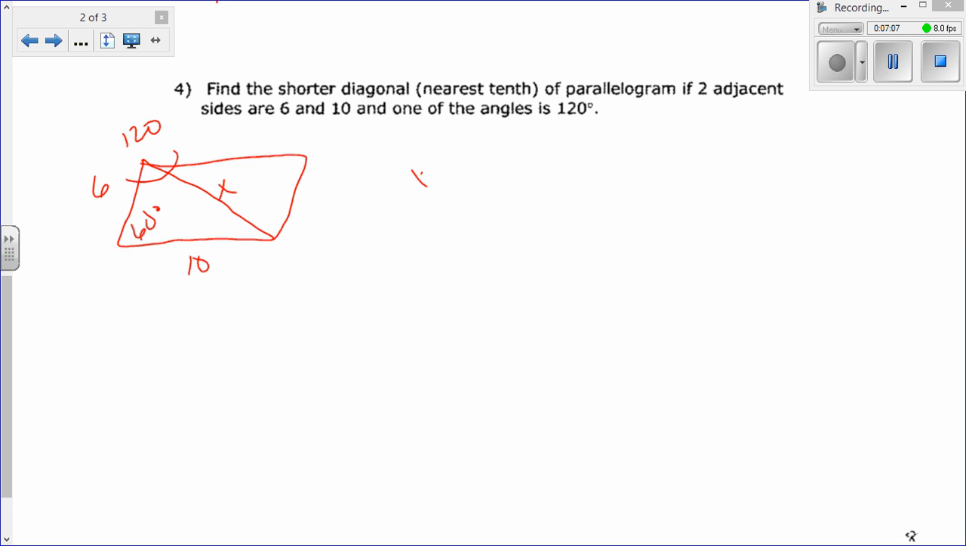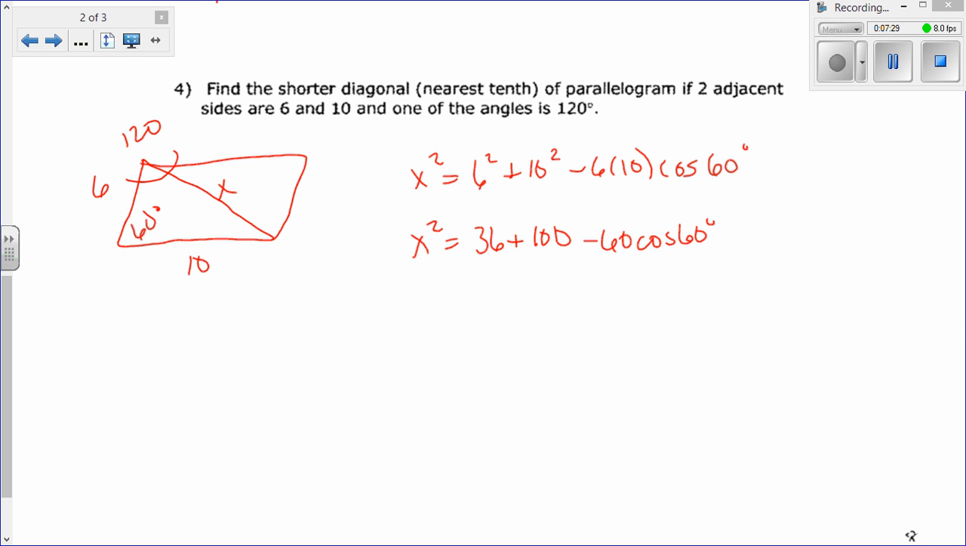So we will do x squared equals 6 squared plus 10 squared minus 6 times 10 times the cosine of 60. So x squared is equal to 36 plus 100 minus 60 times the cosine of 60. So x squared is equal to 136 minus 60 times the cosine of 60. The cosine of 60 is 1/2.